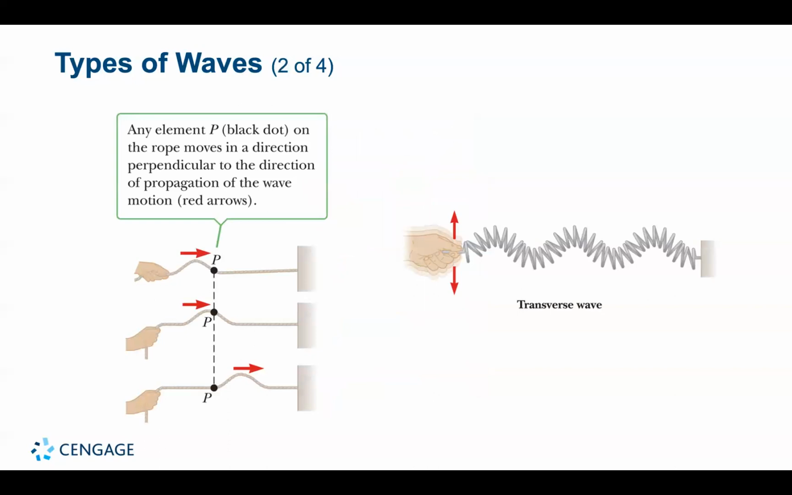The figure on the left shows the point for a particular tiny segment of the string, P, and the string never moves in the direction of the wave. A traveling wave in which the particles of the disturbed medium move in a direction perpendicular to the wave velocity is called a transverse wave. The figure on the right shows the formation of transverse waves on a long string.